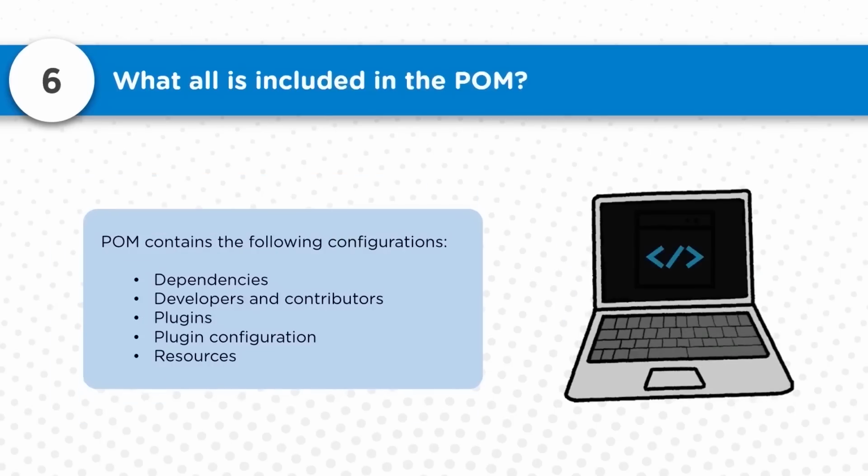Now what is all included in the POM file? The different components included in the pom.xml file are dependencies, developers and contributors, plugins, plugin configuration, and resources. These are the typical components of a pom.xml file, which can be the same for a lot of projects. You can do some customization, and then the same POM file can be reused for other projects also.